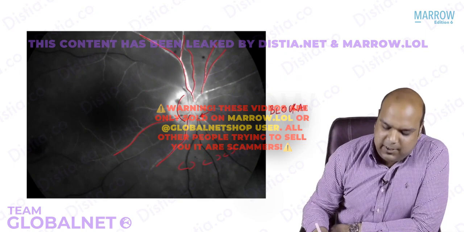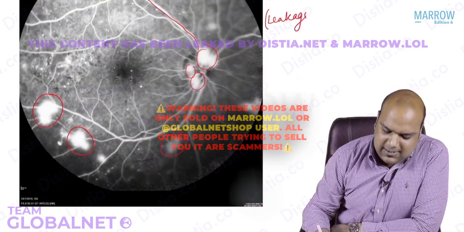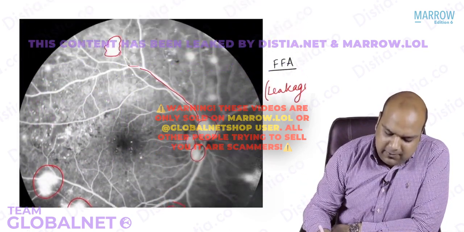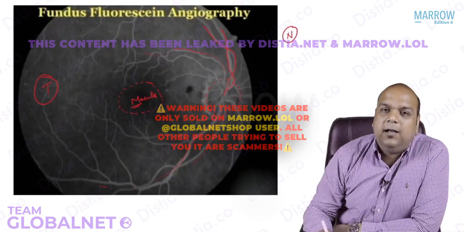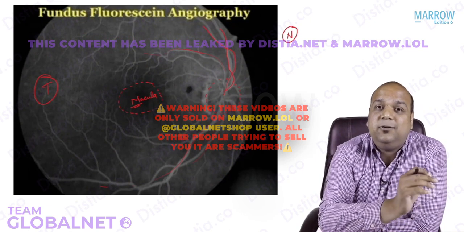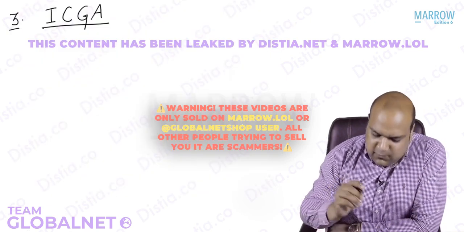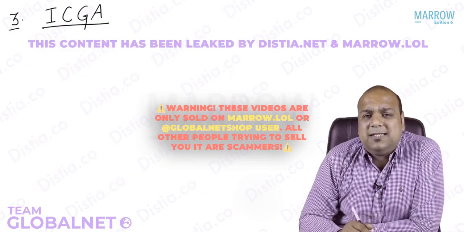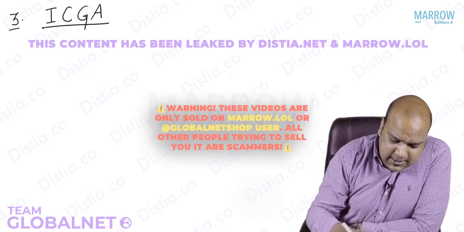Okay, macular disease, revising the images, everybody. We can see here some kind of blockage inferiorly. We can see a lot of leakage here, everybody. And this is my normal FFA. Done, everybody? Fundus fluorescein angiography. Let's move on to the next investigation. The next investigation is ICGA. What is the ICGA full form, everybody?